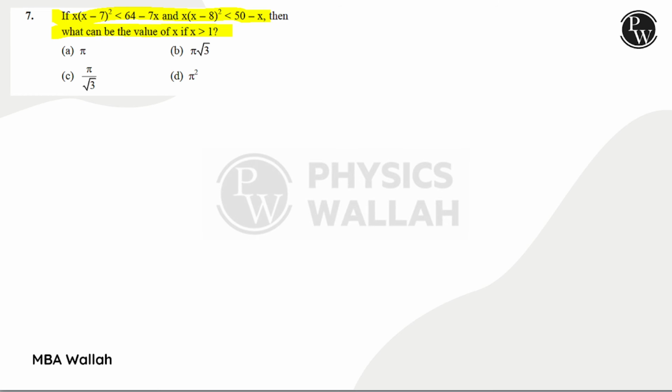Okay, so there are many constraints and then there are options also given, so we'd have to work with the constraint. First thing first, I'll try to write the first expression, x into (x minus 7) the whole square less than 64 minus 7x. Now typically what I would like to do at this point is to expand the first expression and then transpose this RHS to LHS.